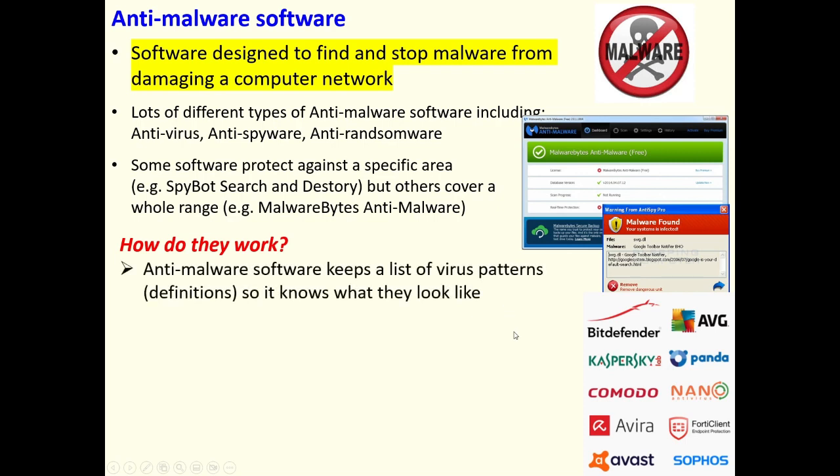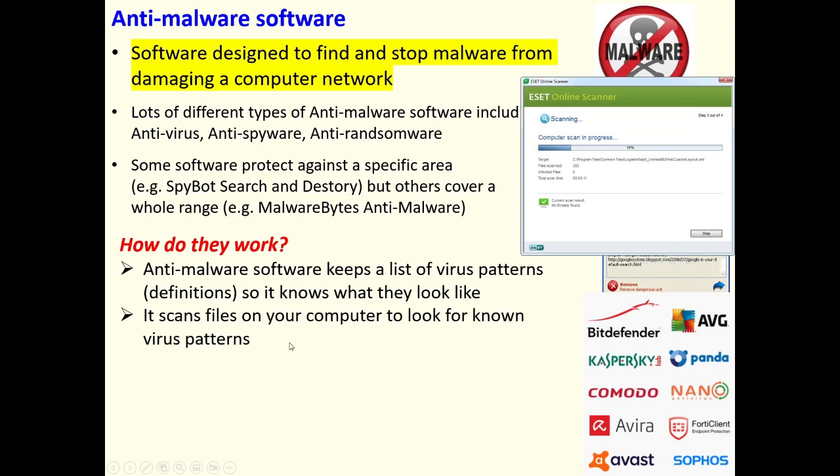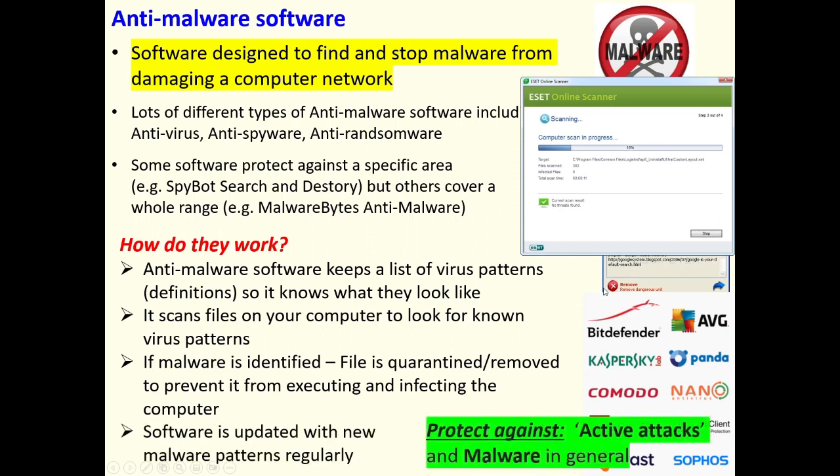But generally, they work by keeping a list of all the different virus patterns that are created and released, all the different viruses that are found on the internet, and it scans your files to look for different patterns of viruses. And if it finds a virus pattern on your computer, it will then quarantine the file or section it off, or give the option to delete it and remove it completely. And you have to have updates to your anti-malware to detect new malware, new viruses that have been released. And this is best to protect against active attacks, which is hackers using malware, or just malware in general, things like viruses that may infect your computer. Anti-malware software.